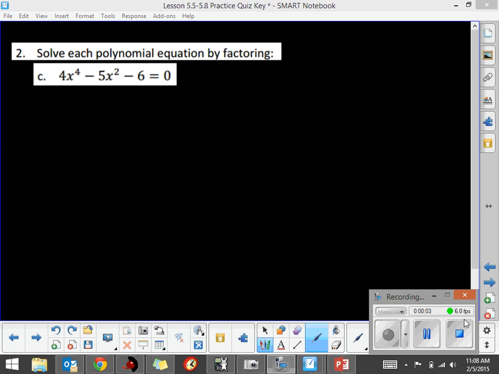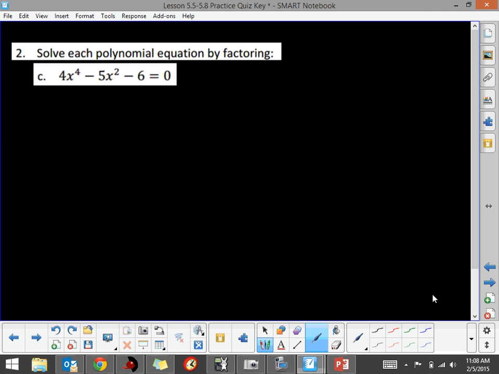Okay, in 2c, we're still solving by factoring, and again, this is one of those examples where it's a quadratic style equation. This 2 is half of 4, so we want to rewrite this as 4. We're making the substitution u is x squared, which means u squared is equal to x to the 4th. So we have 4u squared minus 5u minus 6 equals 0.